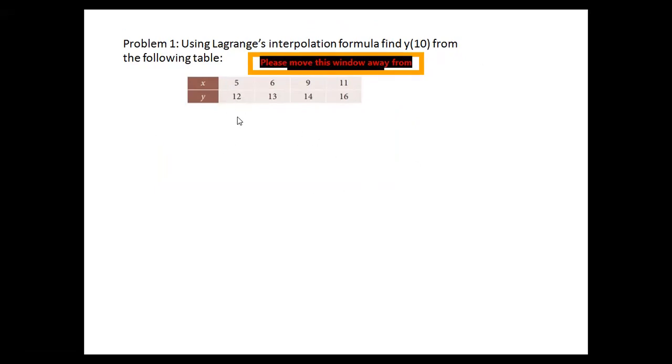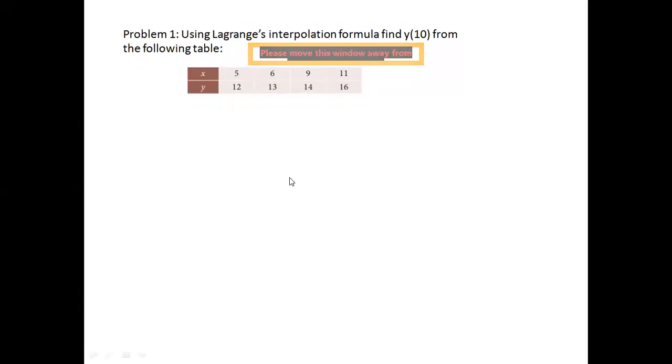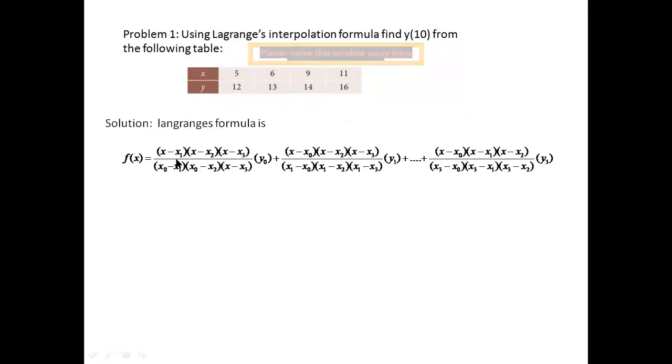To use Lagrange's formula, take this one as x0, this x1, this x2, this x3. The corresponding values are marked y0, y1, y2, y3. First write the formula, that is y of x is given by x minus x1, x minus x2, x minus x3, so we do not start from 5 here. And the denominator, from the missing part, is x0 minus x1, x0 minus x2, x0 minus x3. This ratio is multiplied by y0, which is 12. Like that you continue till the last factor. So this is the Lagrange's interpolation formula written.